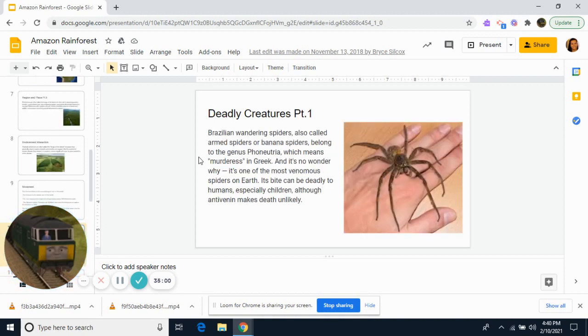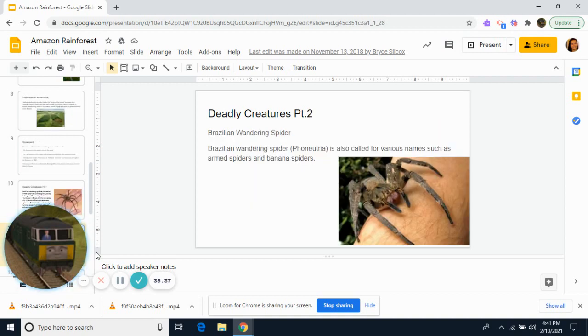Deadly creatures. Holy crap, that's a spider right here. Brazilian wandering spiders, also called armed spiders or banana spiders. Banana spiders, I think I heard of them before. They belong to the genus Phoneutria, which means murderous in Greek, and it is no wonder why. It's one of the most venomous spiders on Earth. Its bite can be deadly to humans, especially children, although antivenom makes death unlikely.